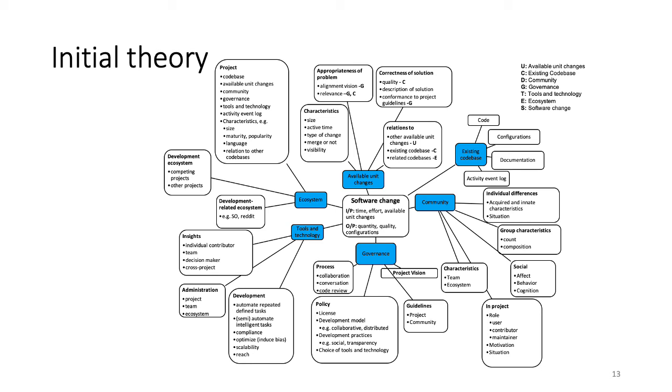Our third entity is a community, which comprises the different stakeholders, the contributors, the maintainers who are enabling the software change to happen. There is a governance structure which describes the vision of the project, its code of conduct, and other entities. We have tools and technology which are enabling this change, and the ecosystem which can be defined at many levels, whether it is project, organization, latent community, development ecosystem, or development related ecosystems.